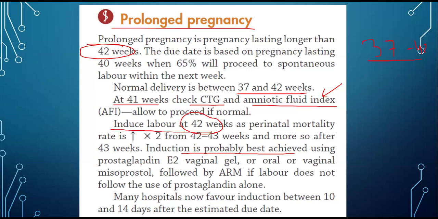Induction is best achieved by either prostaglandin gel or vaginal misoprostol followed by artificial rupture of membrane. Okay? There is a risk with prolonging the pregnancy after 42 weeks because of increased risk of mortality and increased risk of meconium aspiration syndrome.